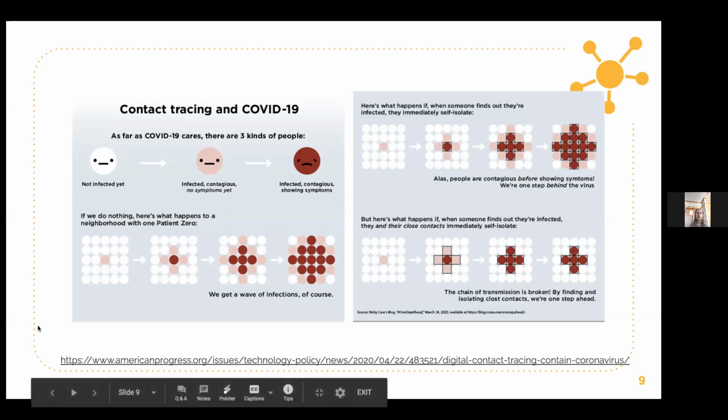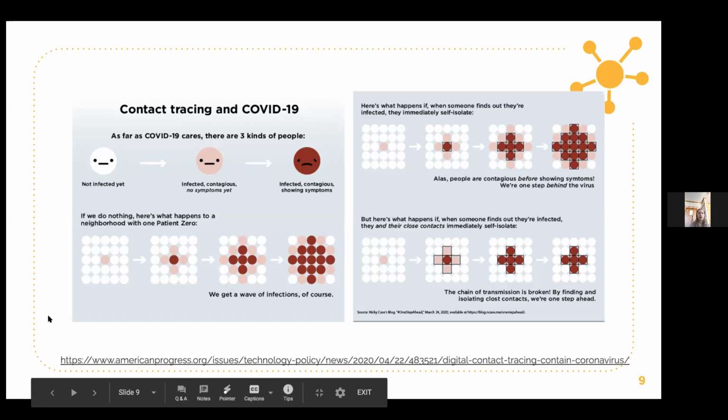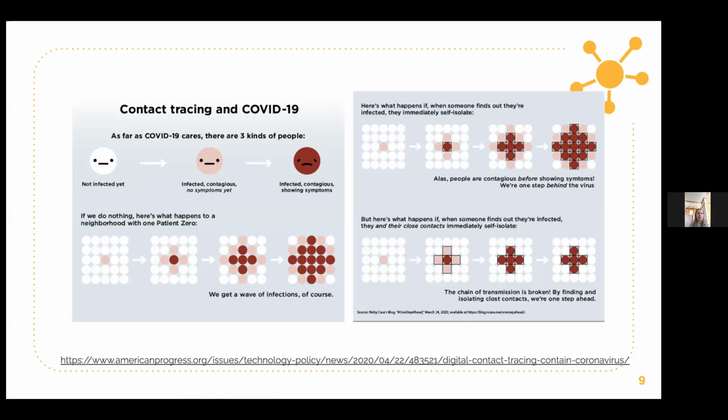And as you can see in the bottom right of this visual, the chain of transmission can be stopped when we isolate not only the initial carrier, but also their close contacts, compared to in the upper right, where the person is still going out and their close contacts are going out and infecting others and causing the disease to continue to spread. So contact tracing allows us to know where exposures happen and gives us the information to shut down the necessary places that we need to.